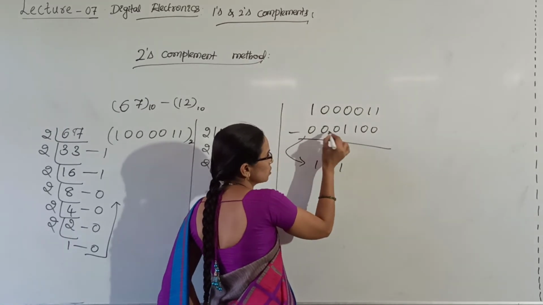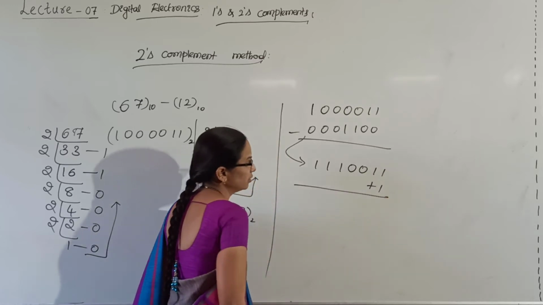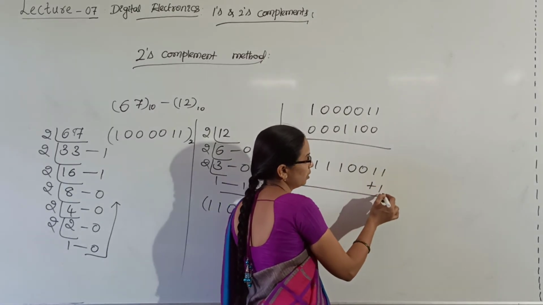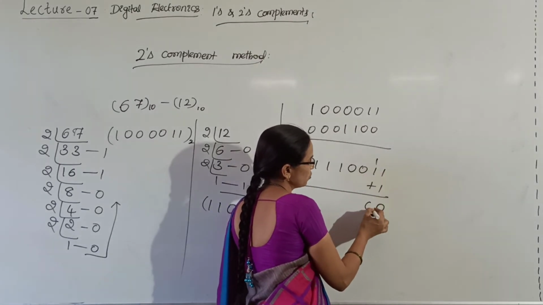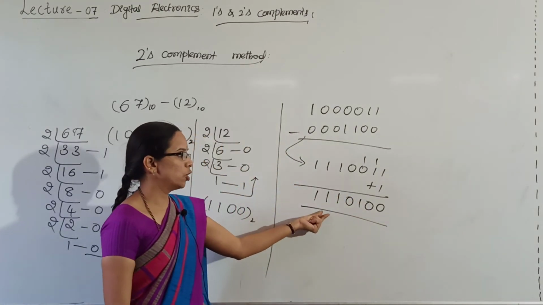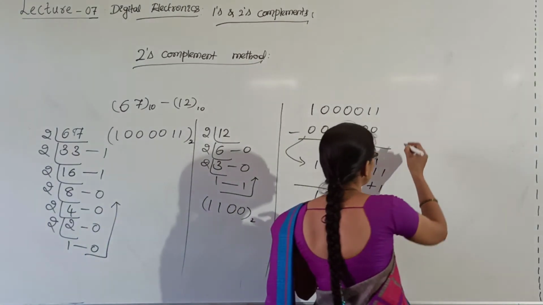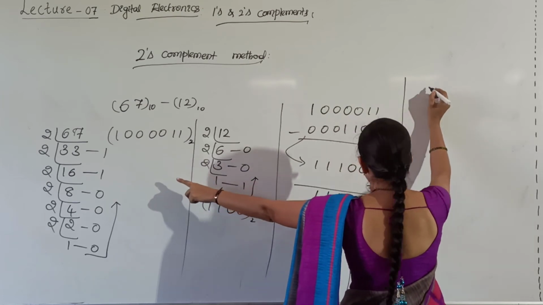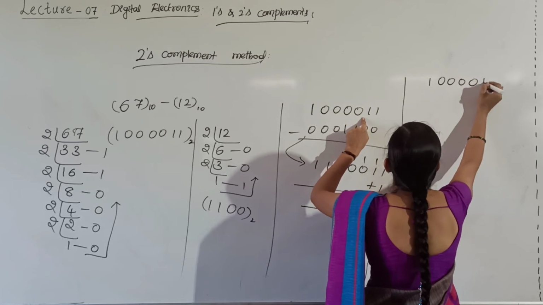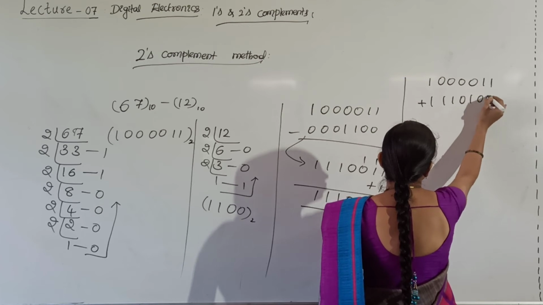For that, replace all the zeros by ones and ones by zeros, and add 1 to that. That is the 1's complement of the number, plus 1. That is the 2's complement of the subtrahend, and I have got 1110100. So the minuend is 1000011 plus 1110100.